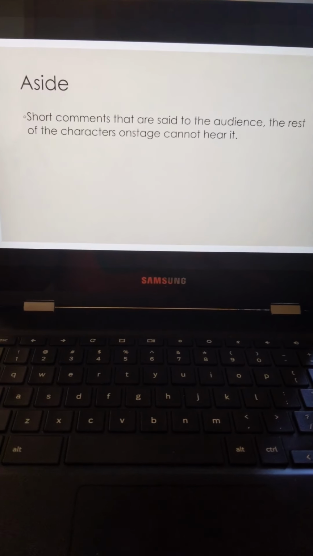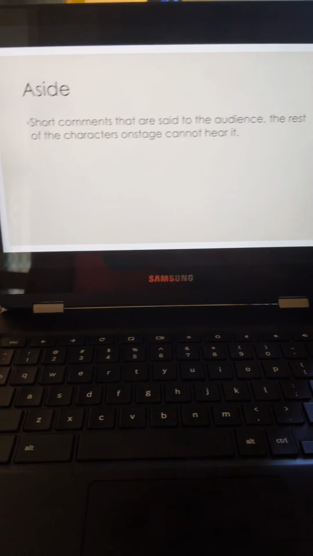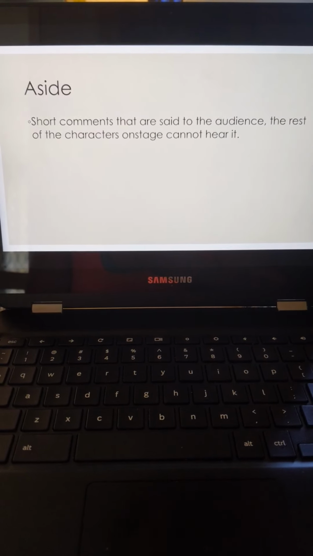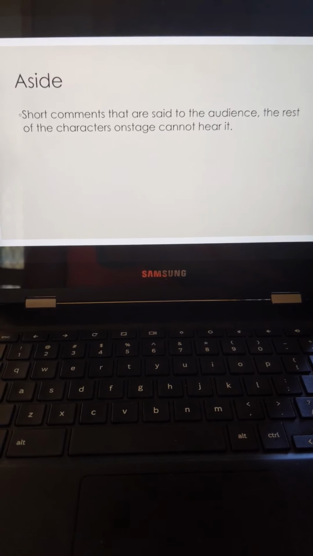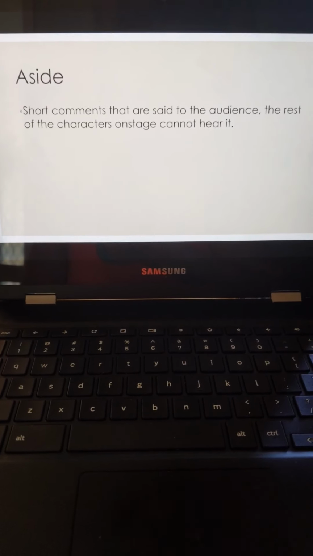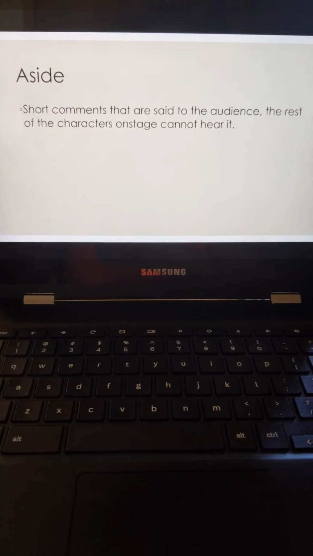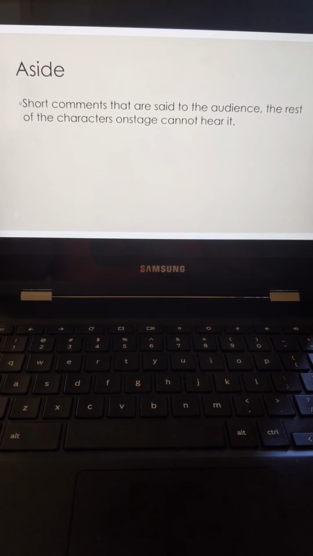An aside is short comments that are said to the audience. The rest of the characters on stage cannot hear them. So I actually compare this pretty similarly to if you ever watch a show or movie that breaks the fourth wall, like with Deadpool when he talks to the audience. It's something that's meant for the audience to hear, but no one else on the scene.